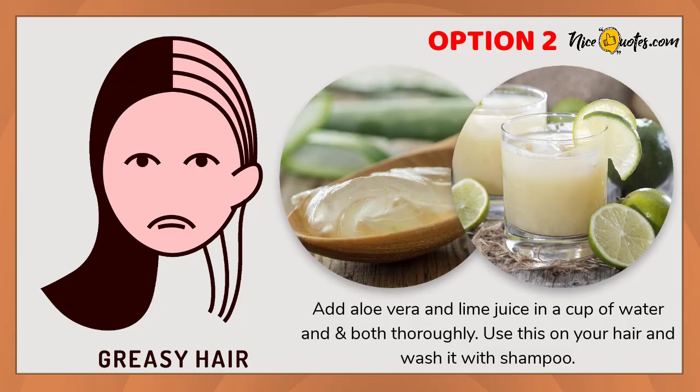Add aloe vera and lime juice in a cup of water and mix both thoroughly. Use this mixture on your hair and wash it with shampoo.